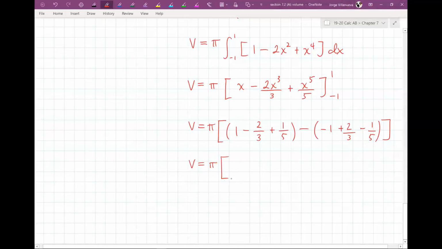So volume is equal to 1 minus a -1, that's a 2. -2/3 minus 2/3, that's a -4/3. And a 1/5 plus a 1/5, that's a 2/5. Now, if you combine all that together, 2 minus 1 1/3 plus 2/5 times pi, you get 16 pi over 15.